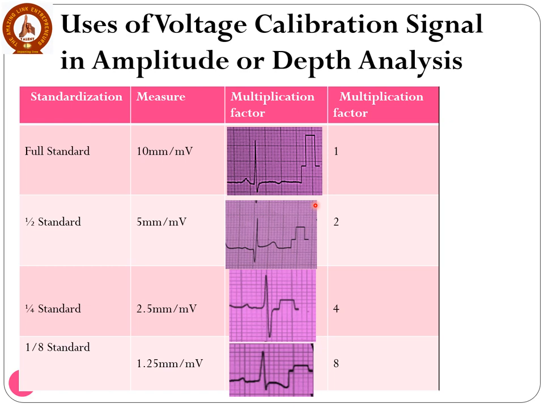So how then do we use the voltage calibration signal in amplitude or depth analysis? We have the full standard, the half standard, the 1/4 standard, and the 1/8 standard. The full standard means that the voltage calibration signal is 10 millimeter per millivolt. So the height of the bar of the signal will be 10. So whenever any measurement of amplitude or depth is done, you just multiply by one, which will give you the same figure. So that means the measure that is taken is the same.